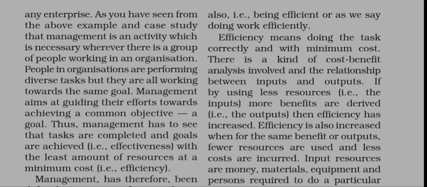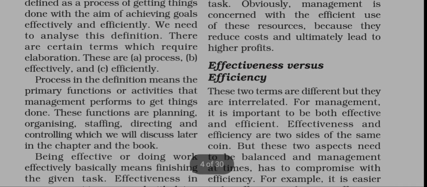What is a process? Process means the primary functions or activities that management performs to get things done. And these functions include planning, organizing, staffing, directing, and controlling. These are the chapters in class 12th also. One by one, we will be discussing each chapter. But today, we are discussing management, and briefly I am explaining what these functions are, what comes under planning, organizing, staffing, directing, and controlling.